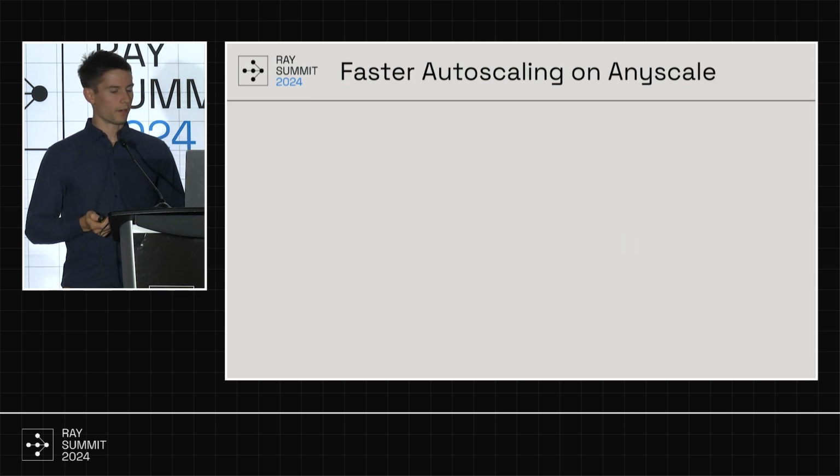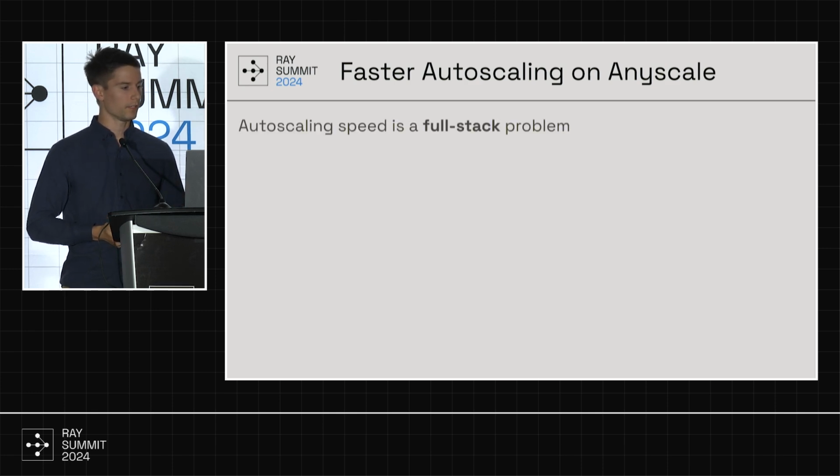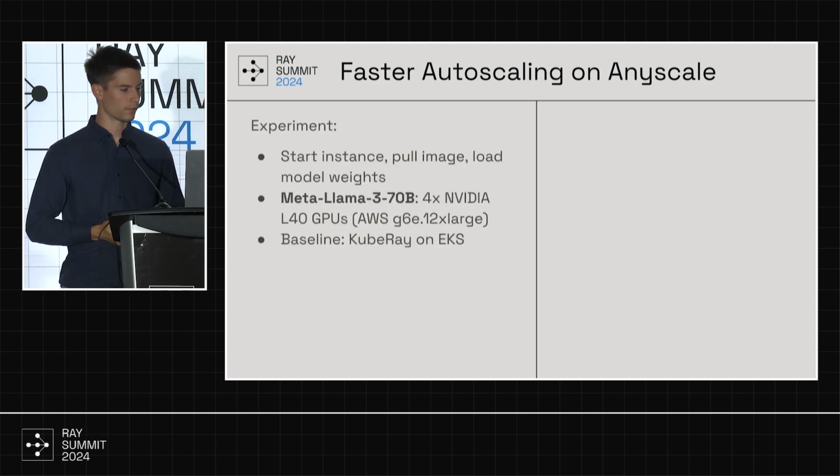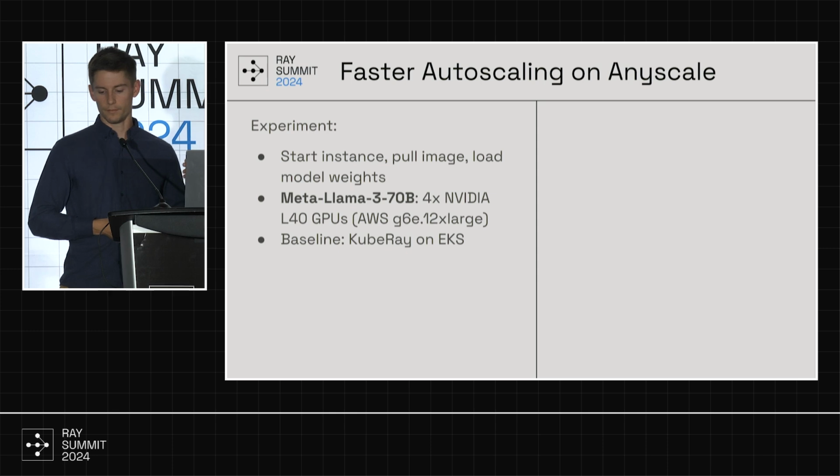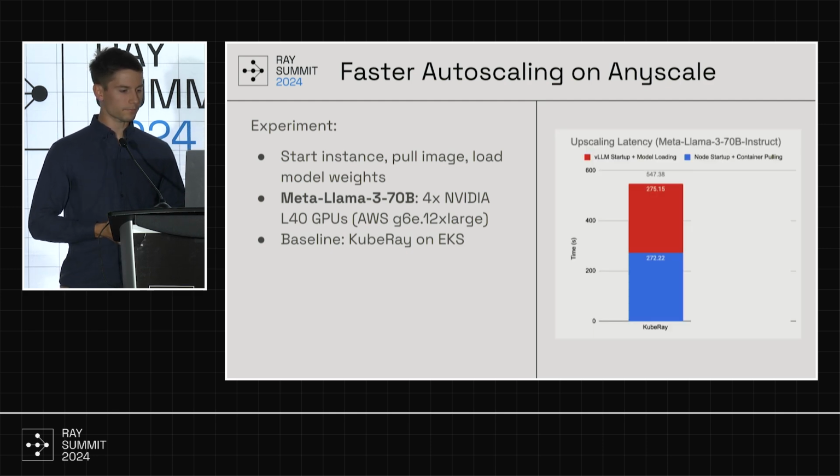So we ran a benchmark to see what a typical setup of vLLM running on top of Kubernetes would look like. My slides are out of order, so I'm just going to go backwards. We ran a benchmark to see how long it would take for vLLM running on Kubernetes to spin up a new node, start a new pod, pull the container, and load the model weights.